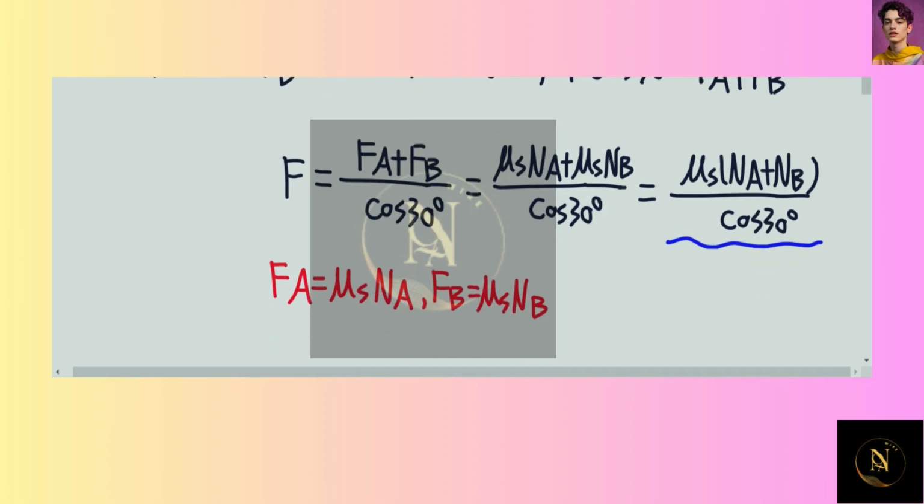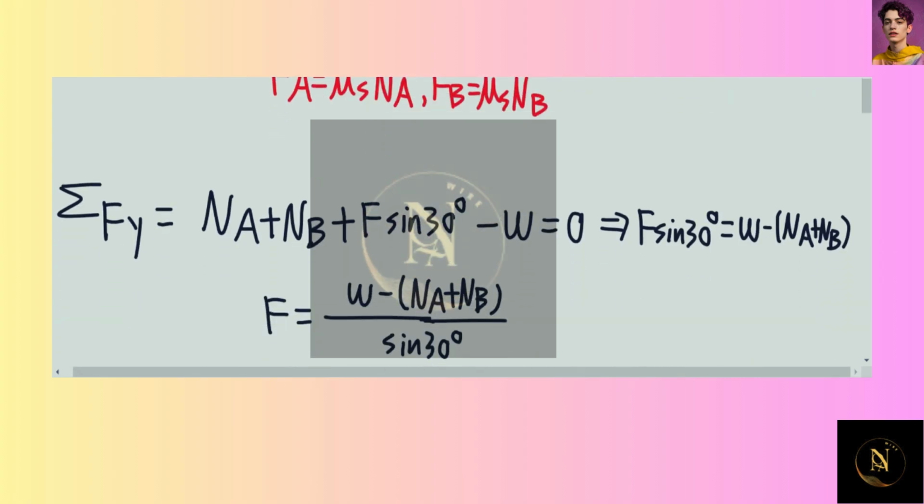The friction at point A is equal to mu s Na, where mu s is the coefficient of static friction, and Fb is equal to mu s Nb. Na and Nb here are the normal forces at point A and point B. Also, the net force along the y direction is equal to 0. So we have Na plus Nb plus F sine 30 degrees minus W equal to 0, so F sine 30 degrees is equal to W minus (Na plus Nb). W here is the gravity of the car, in other words, the weight of the car.